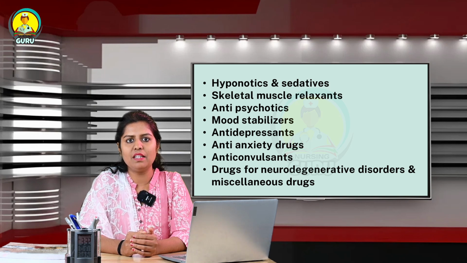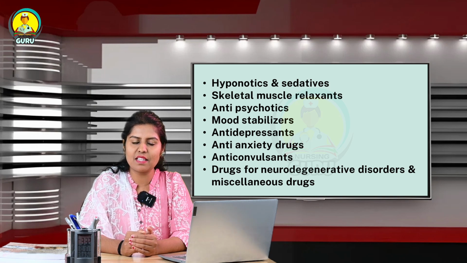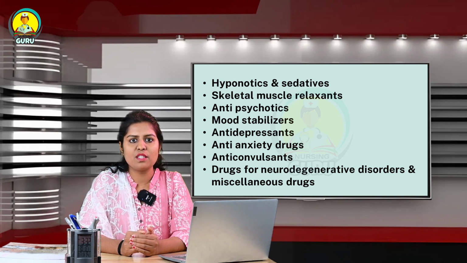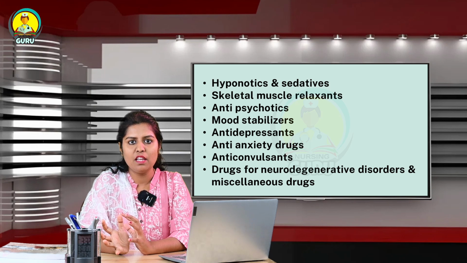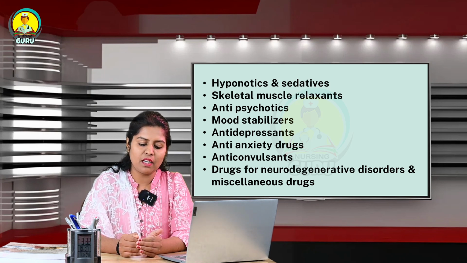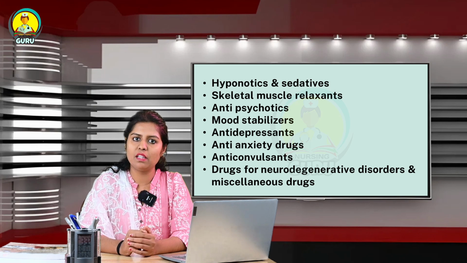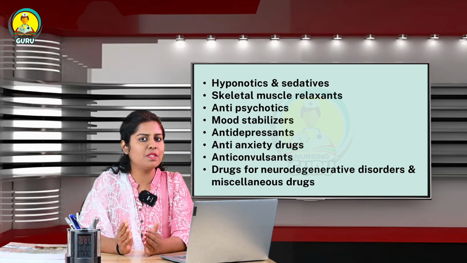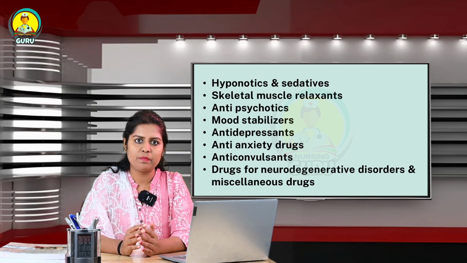Next, skeletal muscle relaxants, then antipsychotics, mood stabilizers, antidepressants, anti-anxiety drugs, anticonvulsants, and drugs for neurodegenerative disorders and miscellaneous drugs. So these all drugs, it comes in psychiatry, so it is related to nervous system, that's why we are studying here. And under all these drugs, one drug will come for the examination. They may ask anti-anxiety, or sometimes they may ask antipsychotics, or sometimes they may ask mood stabilizers.